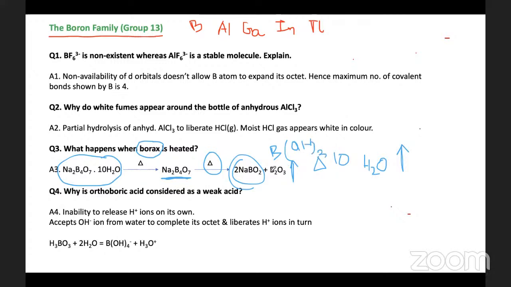And B2O3 is nothing but the anhydride of the boric acid. So B2O3 is boric anhydride, it will be formed. So whenever borax is heated, ultimately we are left with NaBO2 and B2O3.